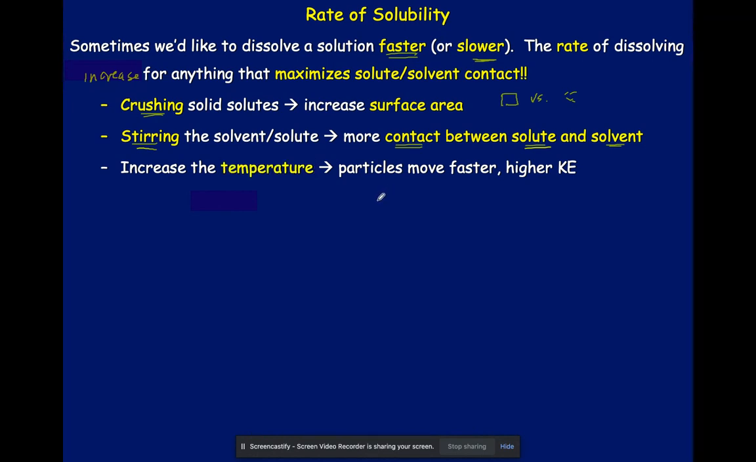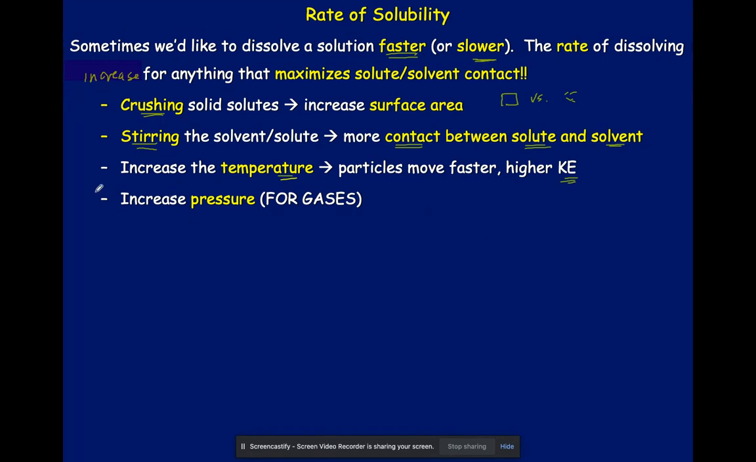You can also increase the temperature. When you increase the temperature, you're adding higher kinetic energy. The particles are going to move faster. When they move faster, they have more collisions. When they have more collisions, they're more likely to dissolve and form those new attractions. So it's important to know about this.